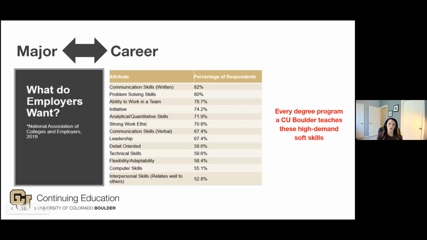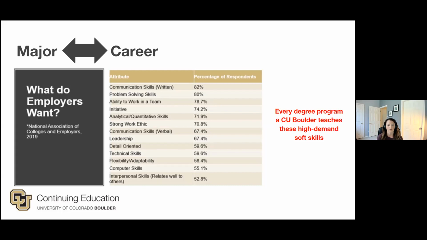And I always like to show this slide too, just because I think sometimes students, even from what I hear in conversations, put a lot of pressure on picking the quote unquote right major for their goals. And one thing I like to show is what employers are really looking for.